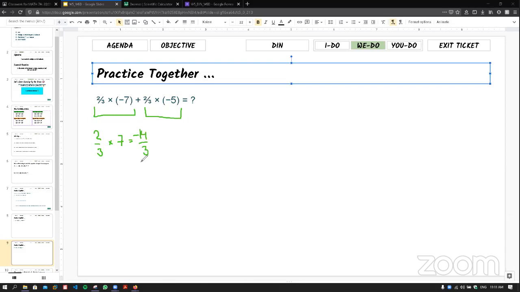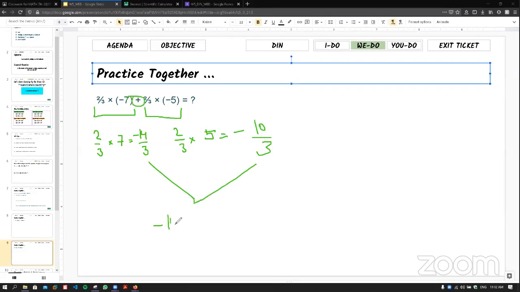For the second one, 2/3 times 5, and that's a negative also because there is only one negative sign, which is 10/3. So now I have two fractions, so I need to add them because right in between it says addition.